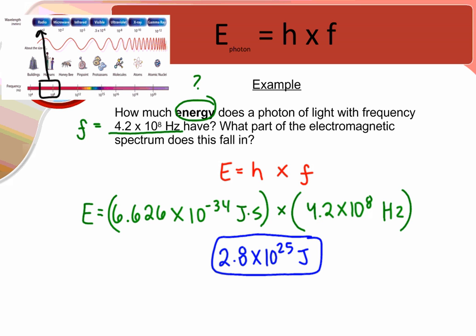For this equation, we can just plug it in directly. Energy is going to equal H, where H is Planck's constant, 6.626 times 10 to the negative 34th joules times seconds. I'm going to give you that constant, so do not worry about memorizing it. We multiply this by the frequency, which they gave me in the problem, 4.2 times 10 to the 8th hertz. After putting this in my calculator, I get 2.8 times 10 to the negative 25th joules. Looking at the frequency on the electromagnetic spectrum, I can see that this falls in the radio wave section.